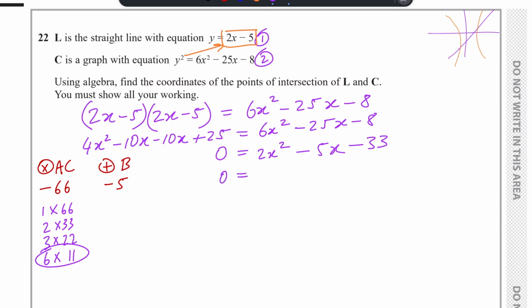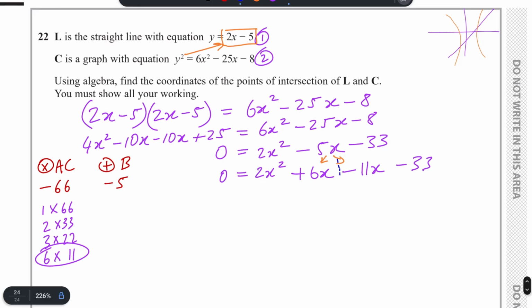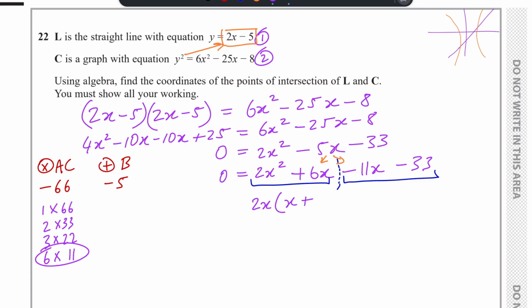So this becomes 0 equals 2x squared, and then this splits up into two values. Those are meant to be arrows, not very neat. So this becomes plus 6x minus 11x minus 33. I'm going to draw a line down the middle. I'm going to factorize the first bit, and then the second bit, to work out what our brackets are. So this is going to be 2x times x plus 6. Sorry, x plus 3. And then this will be minus 11 times x plus 3.